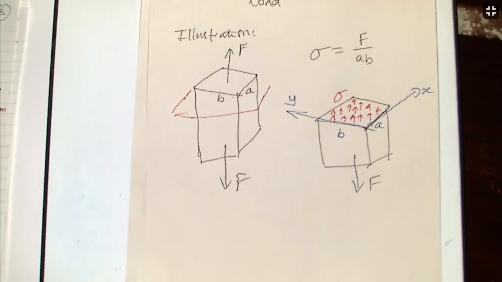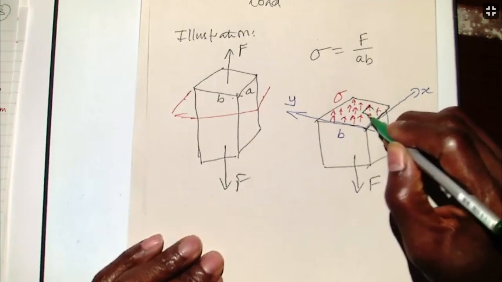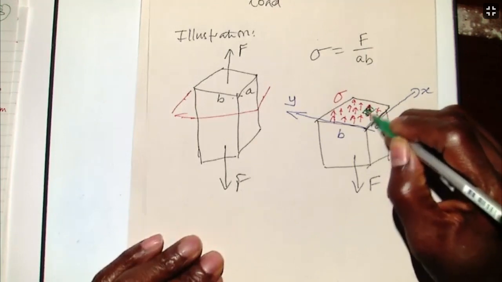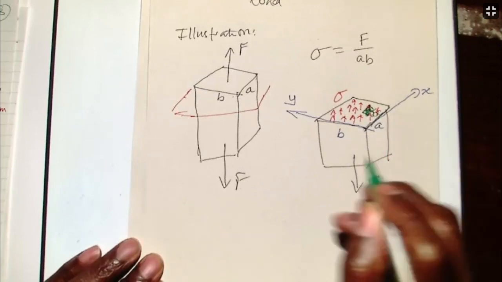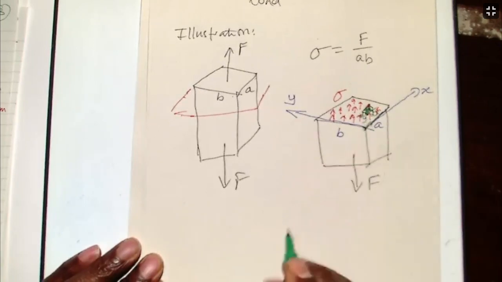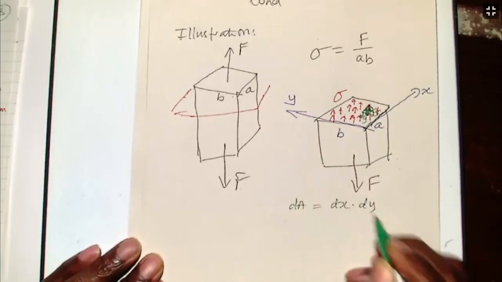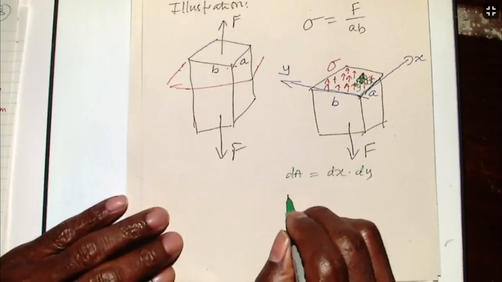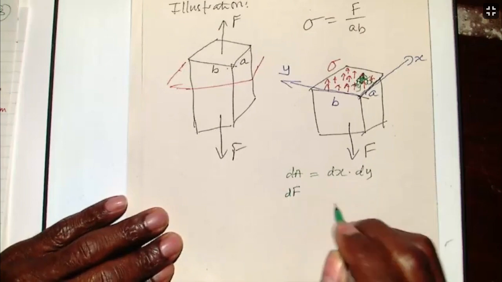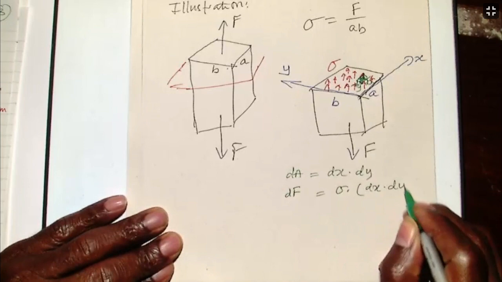So if I take a very small surface there, which has got a length dx along here and a length dy along here. So small area is dx dy. So that small area will have a small force that is acting on it. So that small force is sigma multiplied by dx dy.